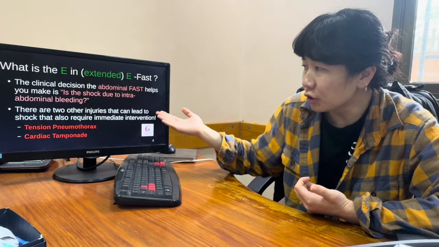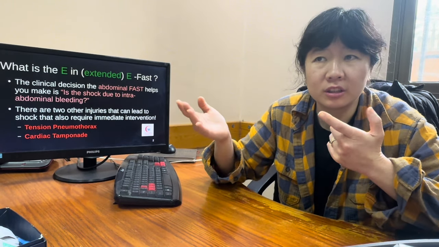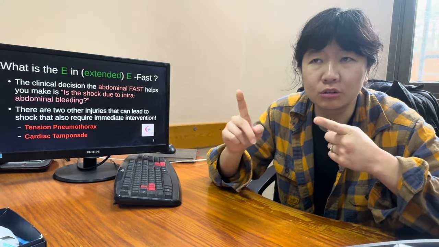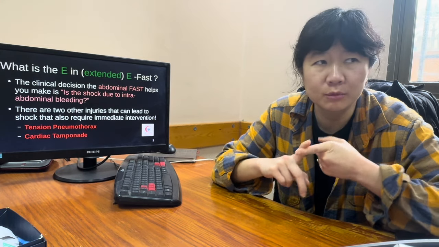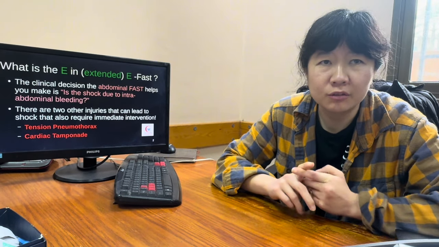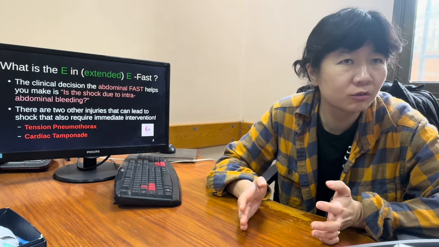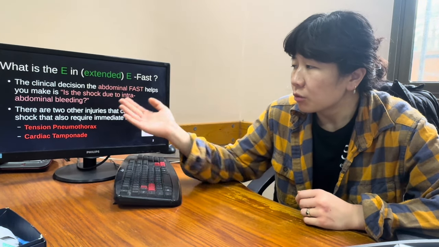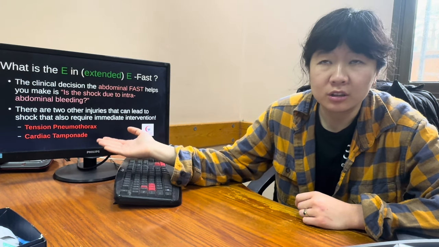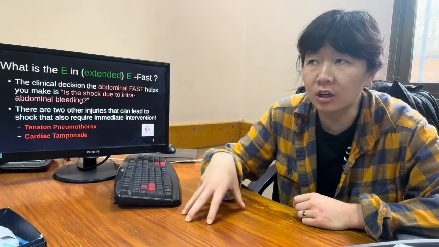So we know the purpose of the abdominal FAST is to make the decision clinically: is a patient hypotensive after trauma, do they need to go for an XLAP because of intra-abdominal bleeding? And then the extended part of the E-FAST was added after the initial abdominal FAST protocol was adopted in trauma centers and for surgeons, where we realized that a tension pneumothorax and a cardiac tamponade can also cause hypotension and also require immediate intervention in the ER.